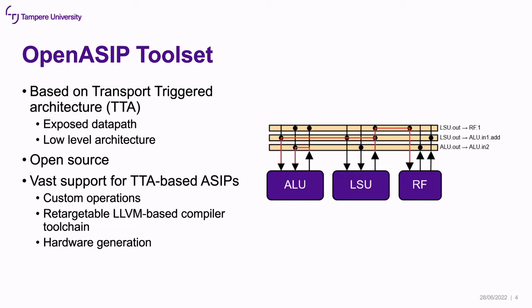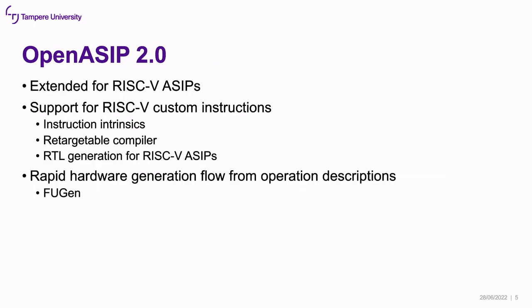The architecture traditionally used in OpenASIP is called Transport Triggered Architecture. Transport Triggered Architecture, or TTA, is a low-level architecture that has an exposed datapath. An example of such an architecture is presented on the right, where the programmer is able to directly move data between the function units and the register file. However, OpenASIP has previously been concentrating on customization of TTAs.